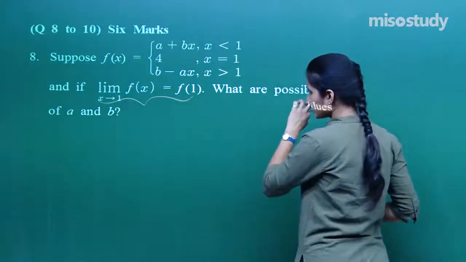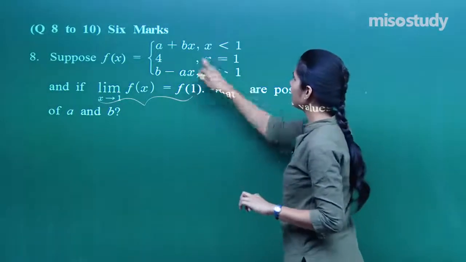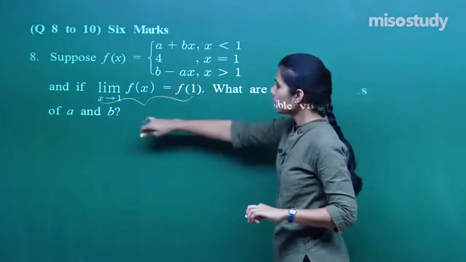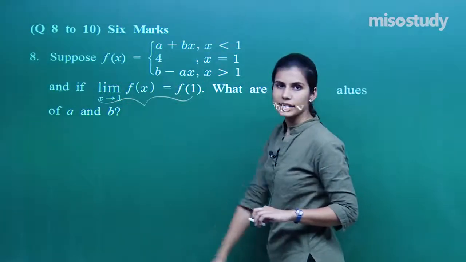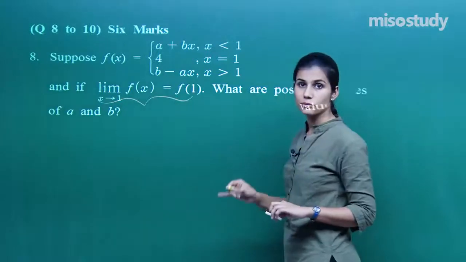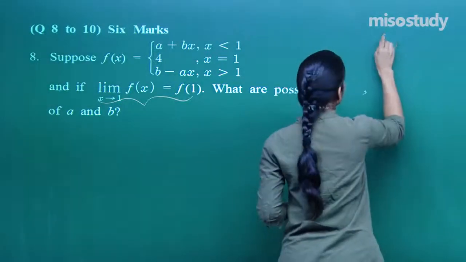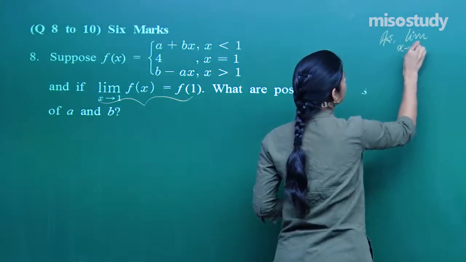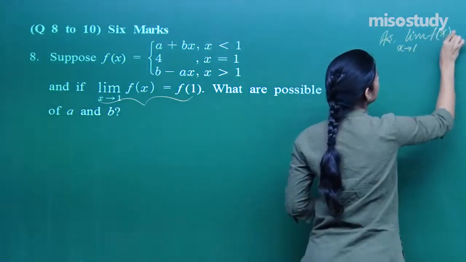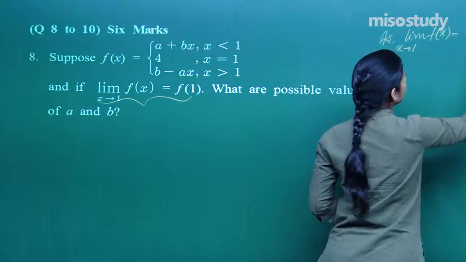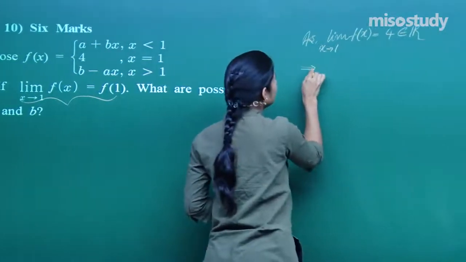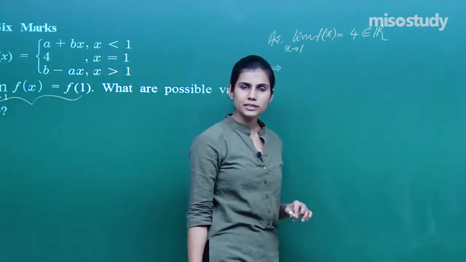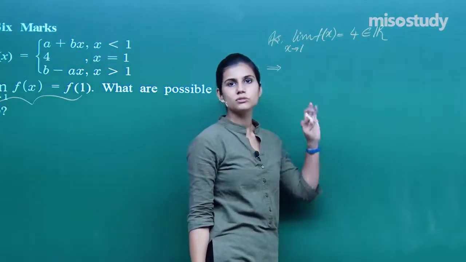If the limit of f of x as x tends to 1 is f of 1, and f at 1 is given to be 4, which is a finite real number, that means the limit of this function at 1 is existing. So as x tends to 1, f of x is 4, a finite real number. A limit exists if and only if the left hand limit at that point exists, the right hand limit at that point exists, and both are equal to the limit.